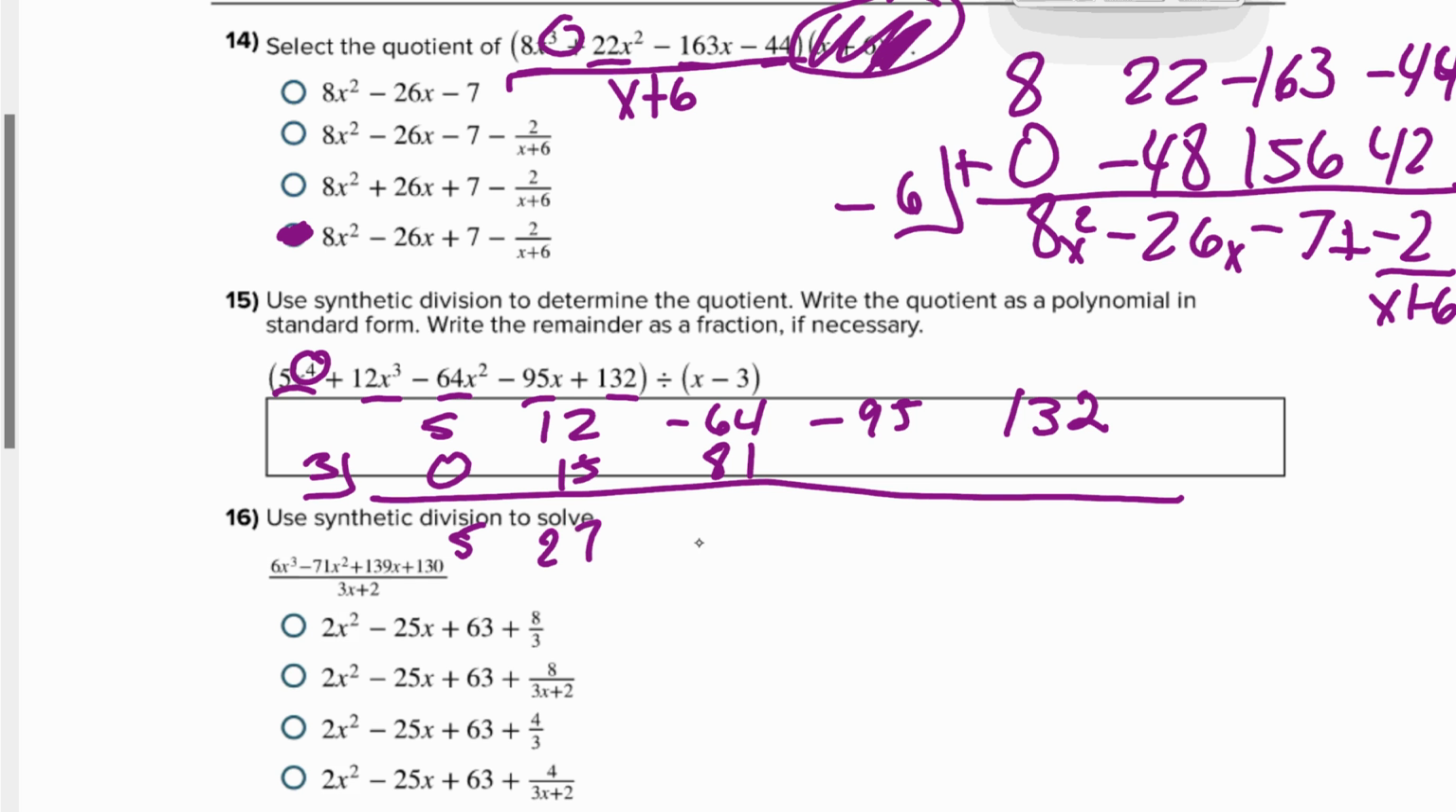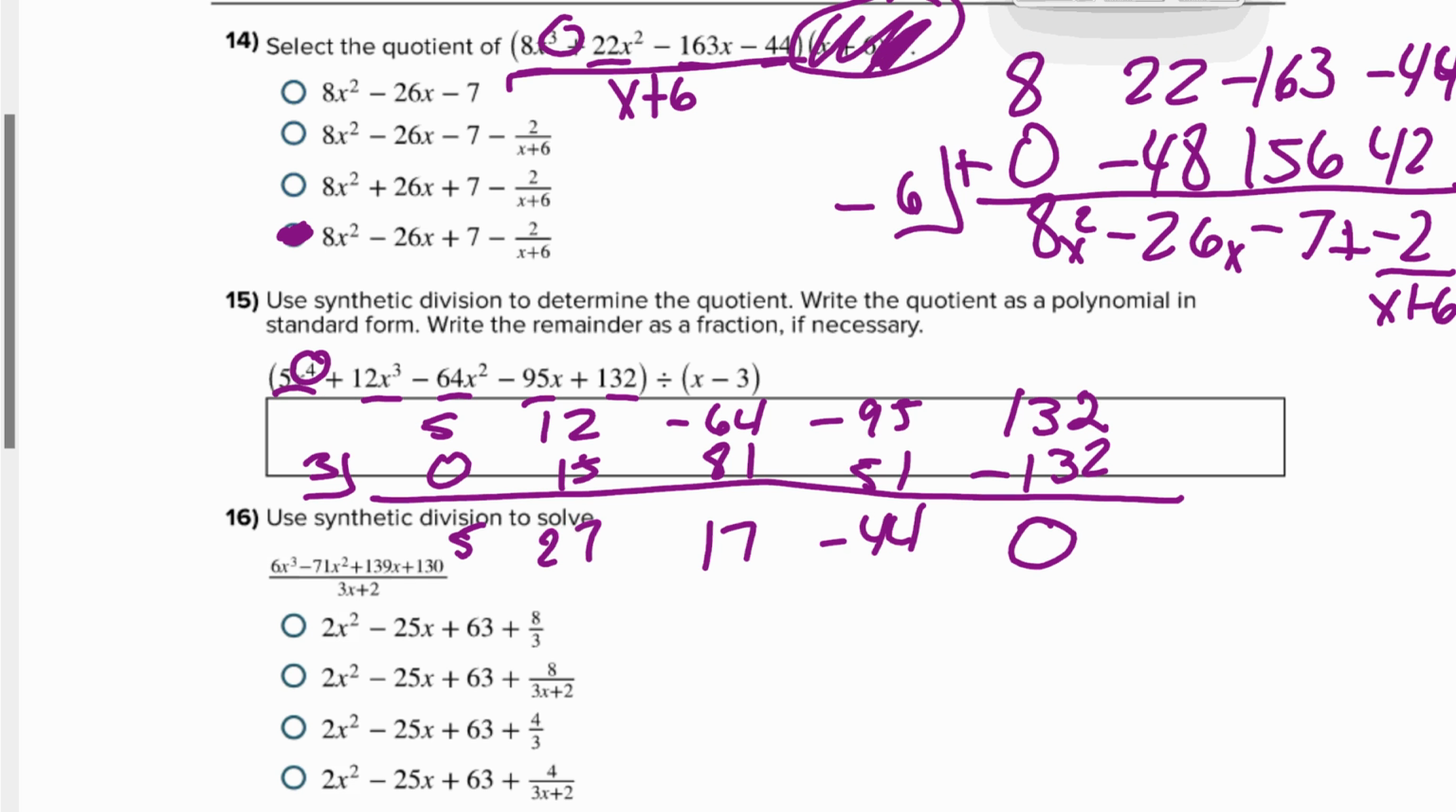Okay, so that's 17. 27, 17. 17 times 3 is 51. 51, that is 44. Negative 44. Times by 3 is a negative 132. So no remainder here, because that's nice and perfect there. So we get to 0.